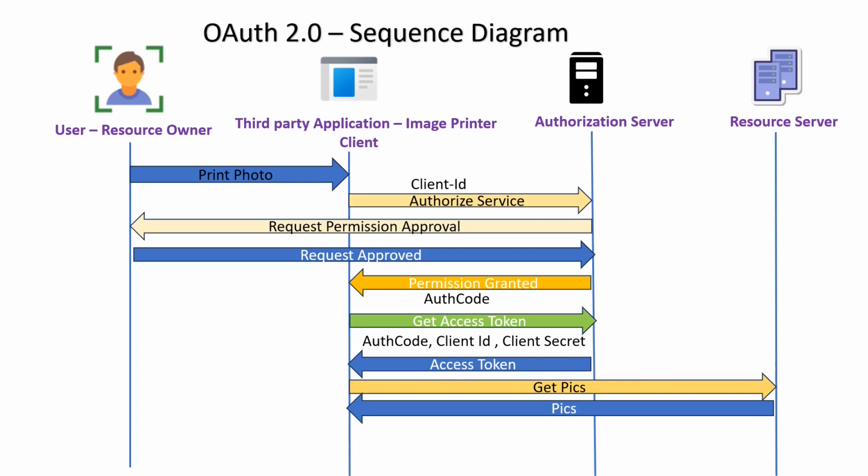So we can understand the various exchanges of messages happening among the resource owner, third-party application, auth server, and the resource server. In this whole sequence diagram, you can see that there's no step in which the client or the user has shared the ID and password. So it is a very secure mechanism to provide authorization of resources.